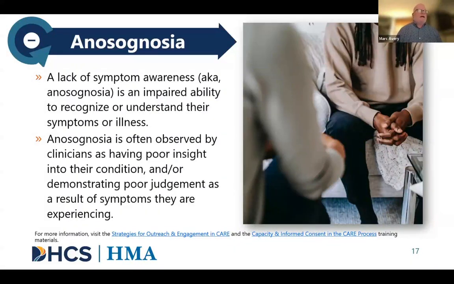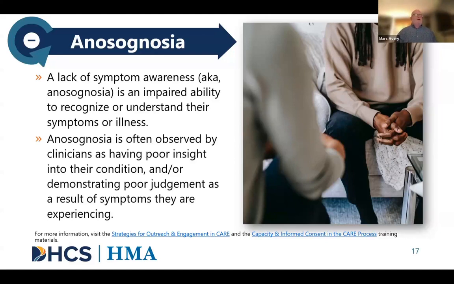Anosognosia is often identified by clinicians in the mental status examination and recorded as a lack of insight or poor judgment when that mental status examination is documented. Whatever it is called, however, this lack of awareness makes it more difficult to provide informed consent, and it can make it more difficult to provide services and support and to engage that person in the appropriate care and treatment.